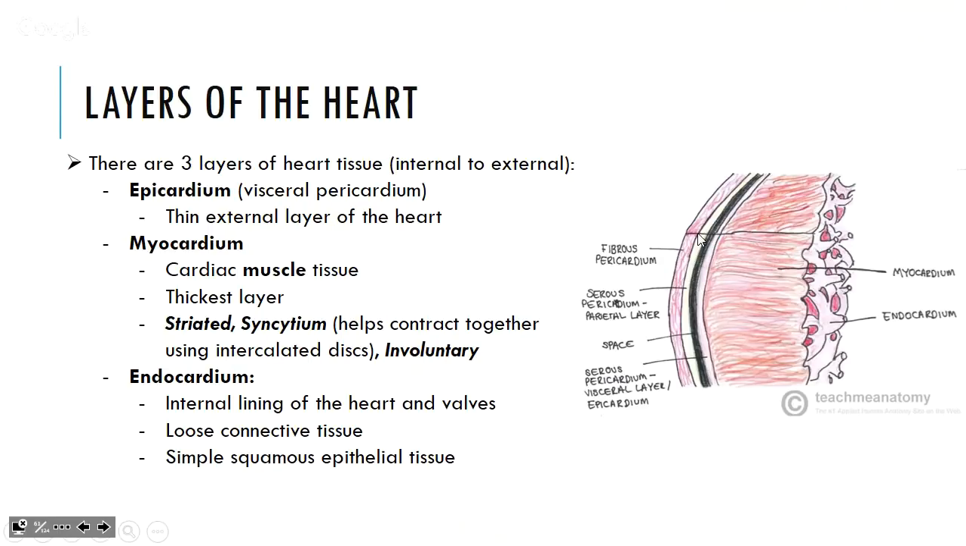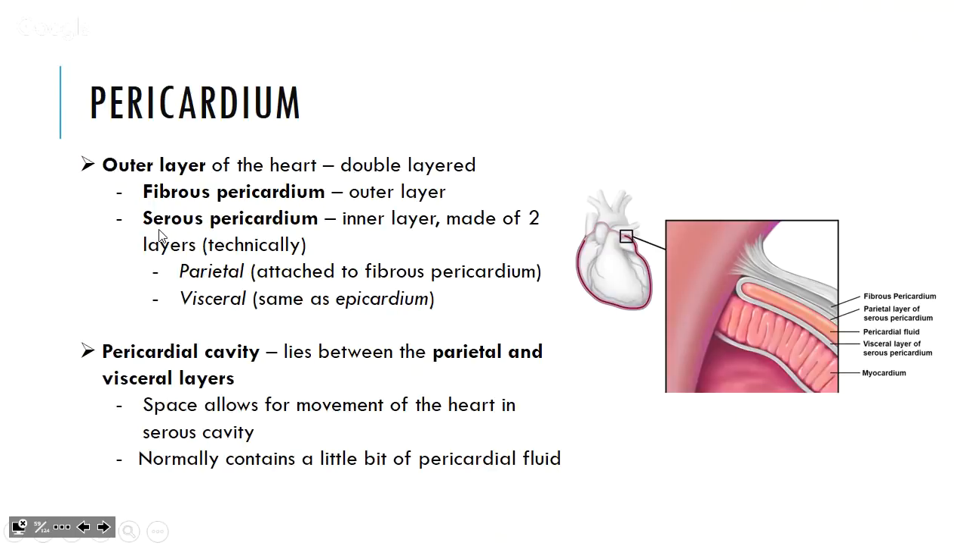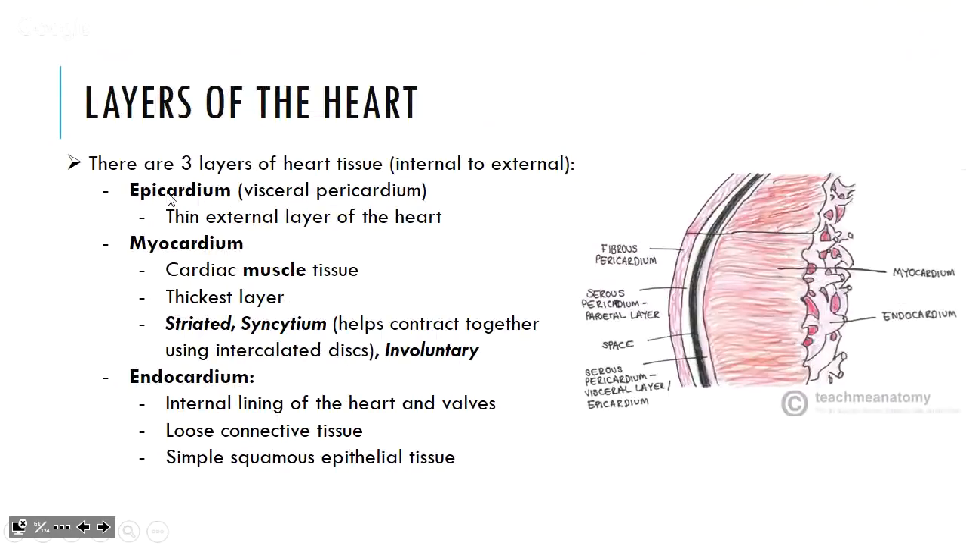So after the pericardium, as you see here, we get the serous pericardium, and then the visceral pericardium is the same as the epicardium, so it's the same thing. And then we have the myocardium here, which is just the muscle layer of the heart. So that's what does all of the pumping of the blood. And it's involuntary, striated syncytium, some buzzwords. And then endocardium is just the inner layer, not too important. Just know the myocardium is the muscle layer.